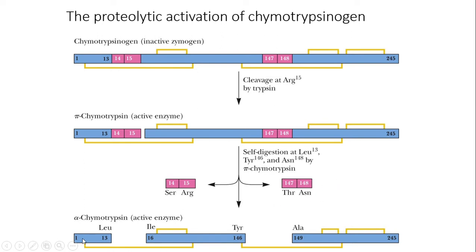So what we're left with is we've removed a sequence here and here, and we're left with the mature protease alpha chymotrypsin. So it's composed of 3 peptide chains, A, B, and C, that remain together because they're linked by those disulfide bonds.